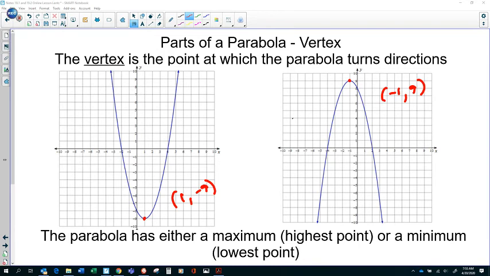And the parabola either has a maximum, which is the highest point. This is going to be a max for one that flips upside down, or a negative a. And then you have a minimum over here for a positive a parabola.